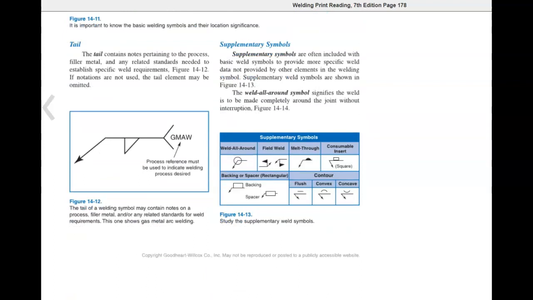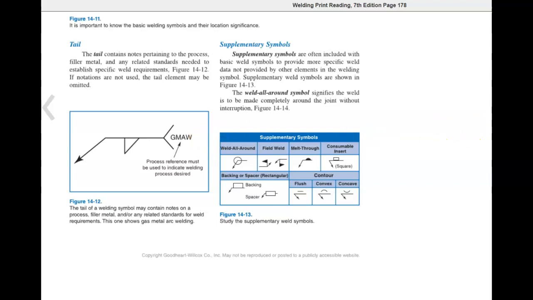Tail. A tail contains notes pertaining to the process, filler metal, and related standards needed to establish specific weld requirements. Figure 14-12. If notations are not used, the tail element may be omitted. In this tail, MIG welding is the process. A reference must be used to indicate the welding process desired.